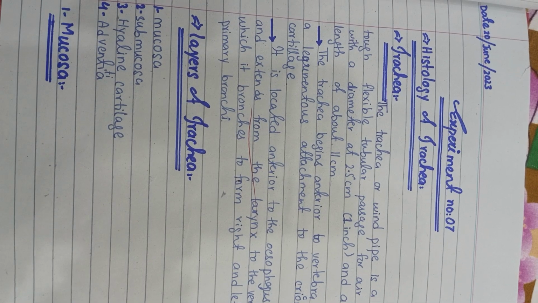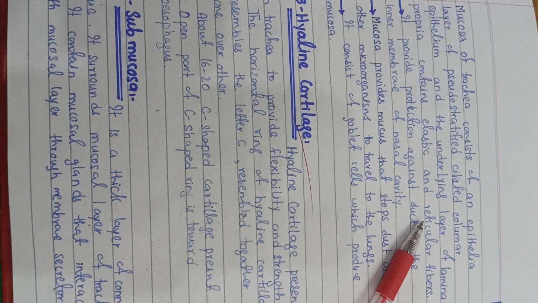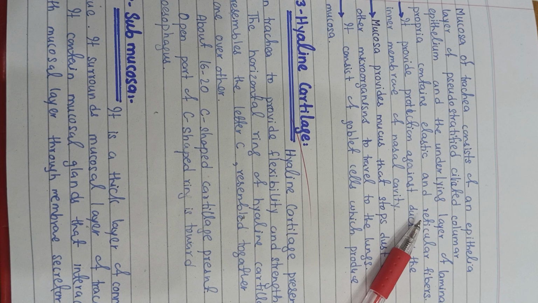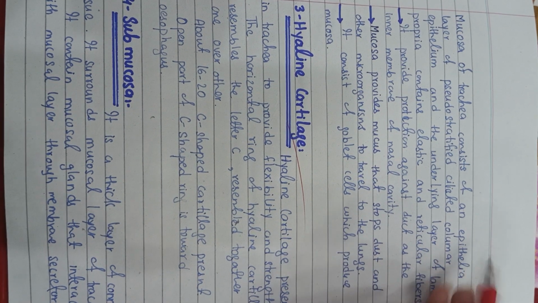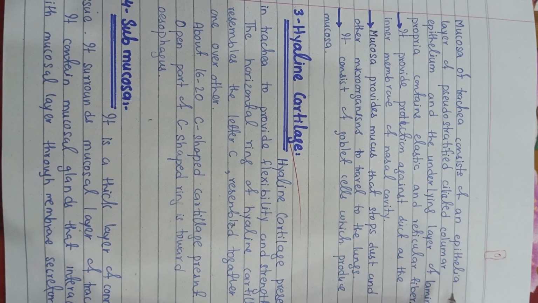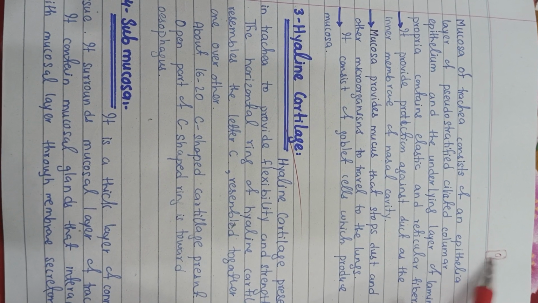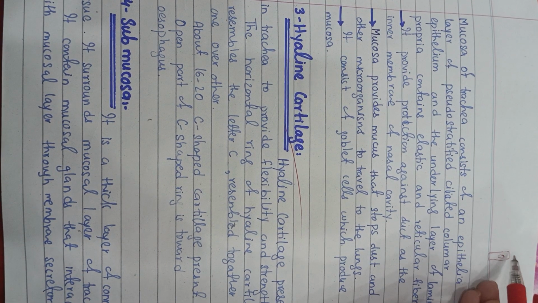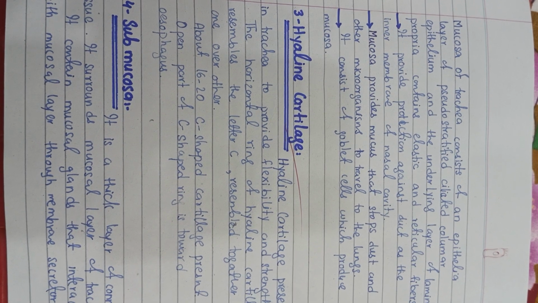First of all is the mucosa. The mucosa layer of the trachea consists of an epithelial layer of pseudostratified ciliated columnar epithelium. Now, what is columnar epithelium? Columnar epithelial cells are like this. Sorry for that. This is the shape of columnar epithelium. They have more length and short width, and have a tube-like structure. They are called ciliated, meaning they have cilia on top.